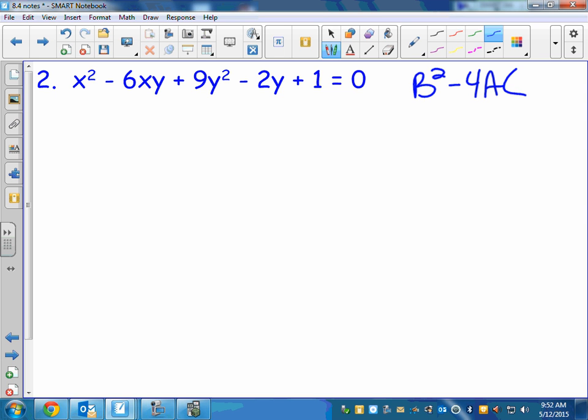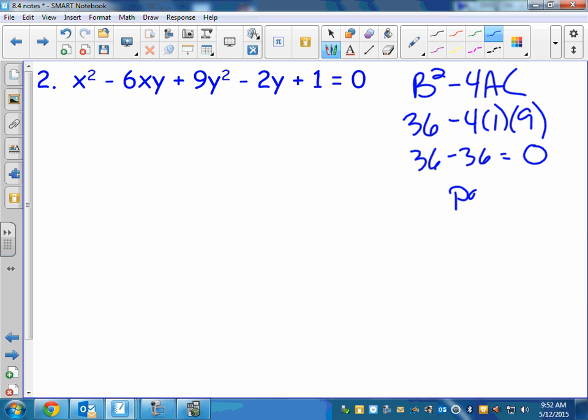So this would be 36, because negative 6 squared, minus 4 times 1 times 9. There's an extra term in there, but A, B, and C are in the right order. I got that this equals 0, so this is what you really have to make sure that you know. You need to know which one is which. If it equals 0, it's a parabola.